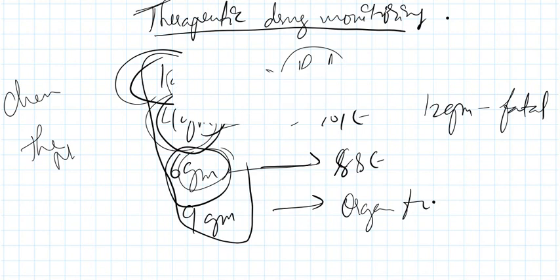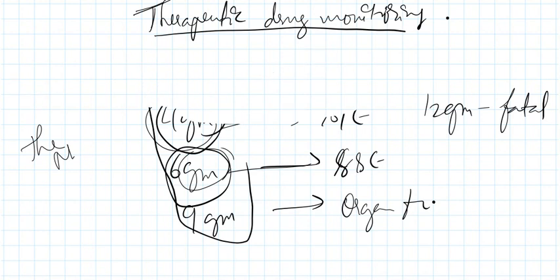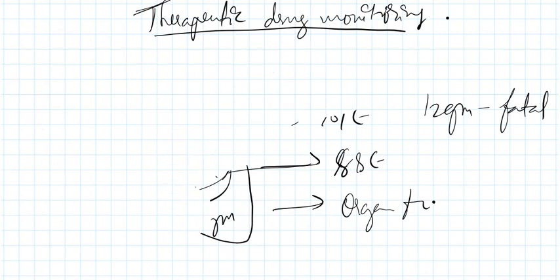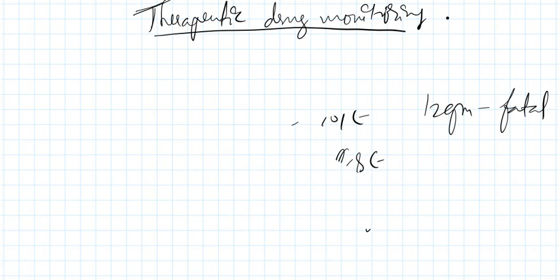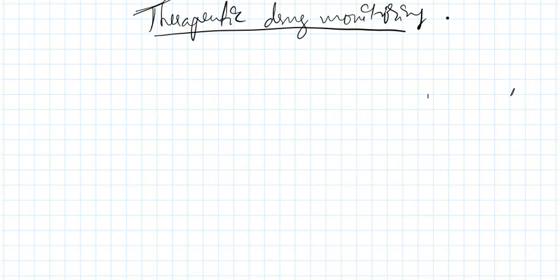So I think we heard about therapeutic index, right? What is the formula for therapeutic index? Yesterday we studied it. Anyone? I think yesterday we read it. It is TD50 by ED50. In case of animals, it is LD50 by ED50.